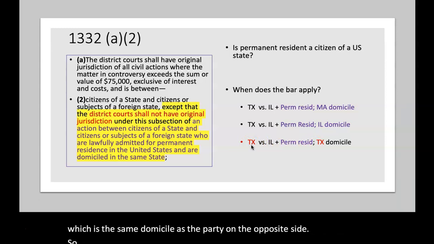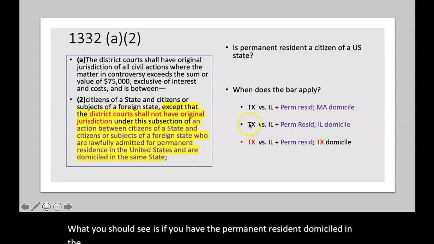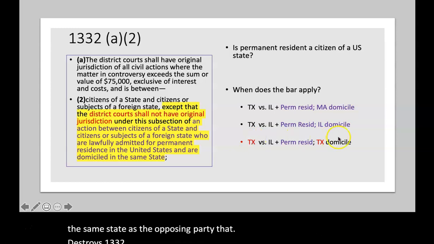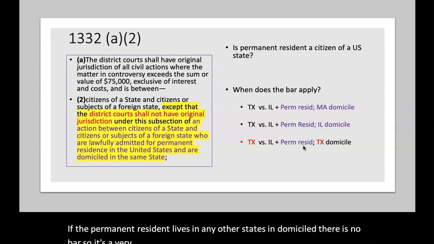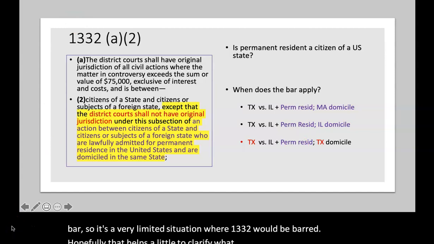What you should see is that if you have the permanent resident domiciled in the same state as the opposing party, that destroys 1332 SMJ. If the permanent resident lives in any other state and is domiciled there, there is no bar. So it's a very limited situation where 1332 would be barred. Hopefully that helps a little to clarify what is admittedly a tricky part of 1332 to read.